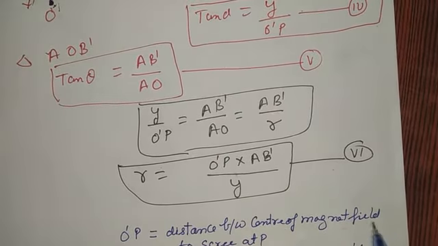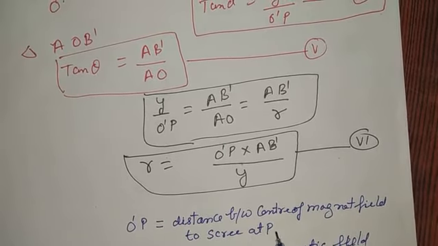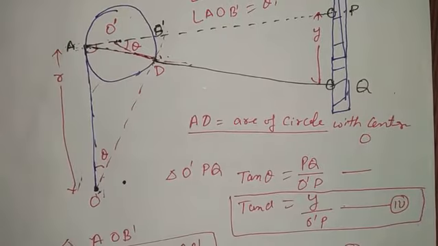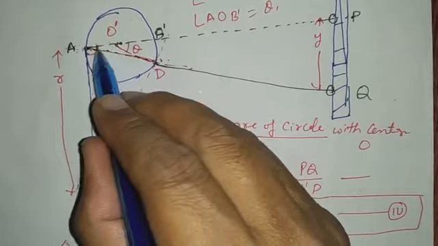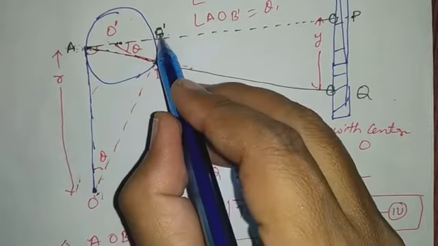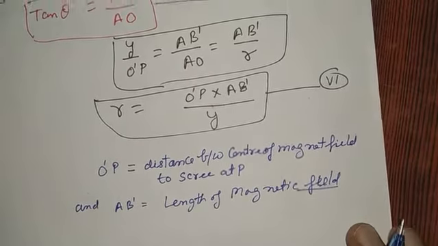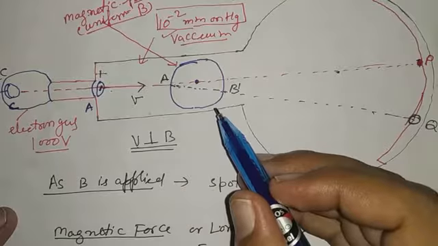Distance between the center of the magnetic field to the screen at P. Now see AB dash in the diagram. AB dash is the length of the magnetic field. See in the diagram how the magnetic field length is obtained.